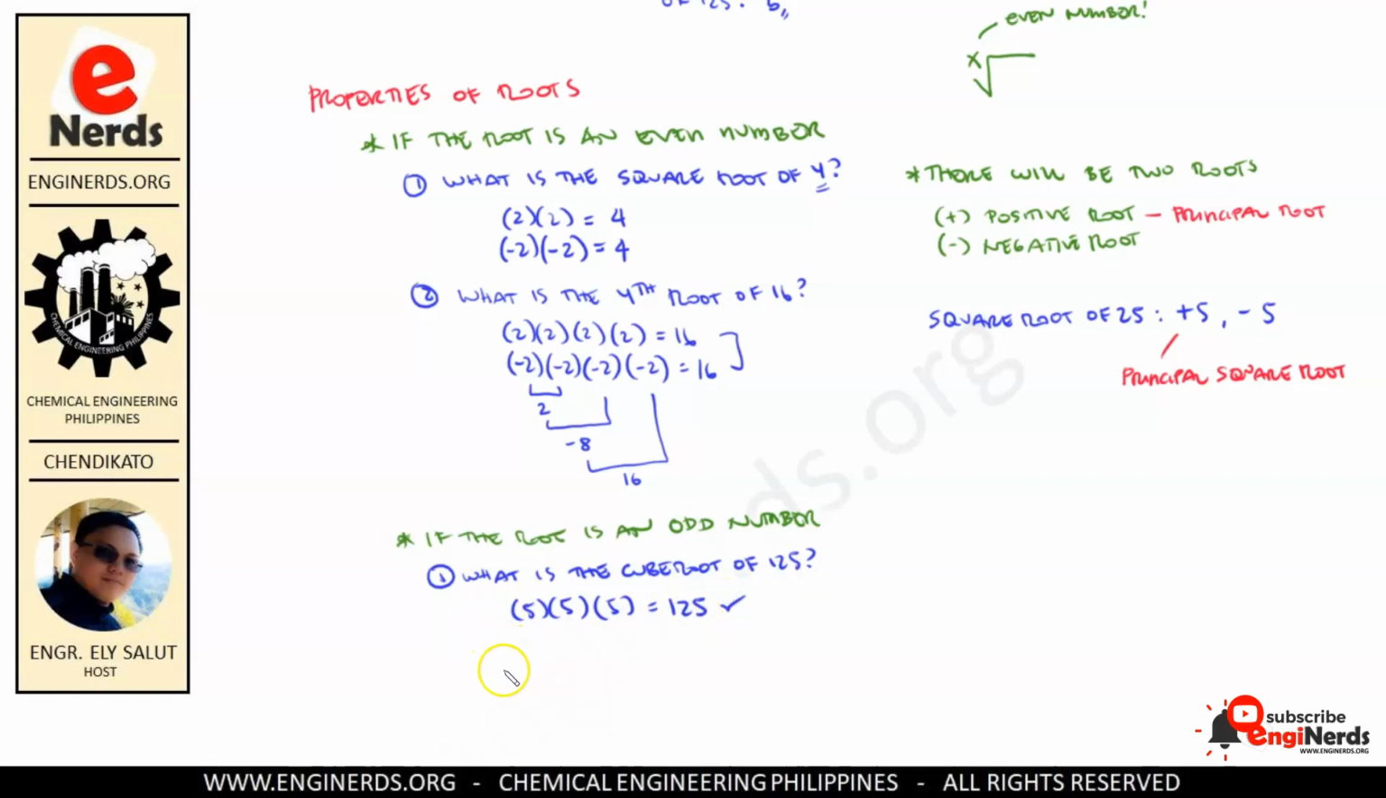But what will happen if, the same way that we did here, we multiply negative 5 by itself? Negative 5 times negative 5, we'll have here positive 25 times negative 5, you will have negative 125. So, this can't be the answer. Okay, so we only had one answer.